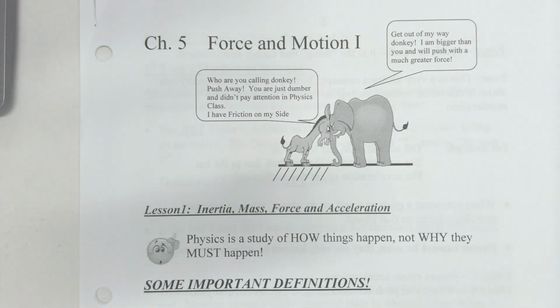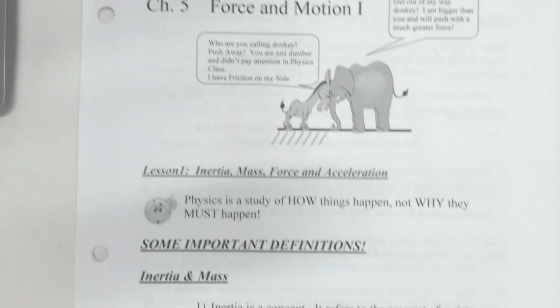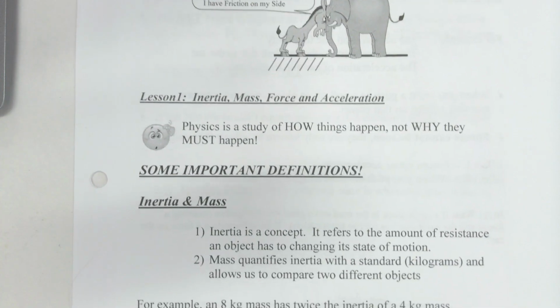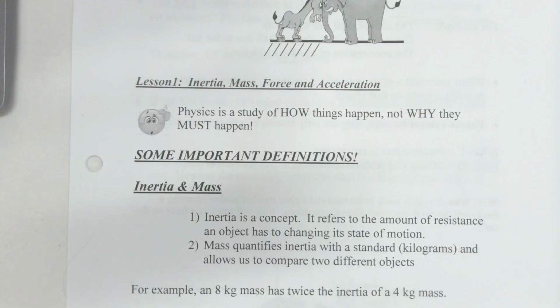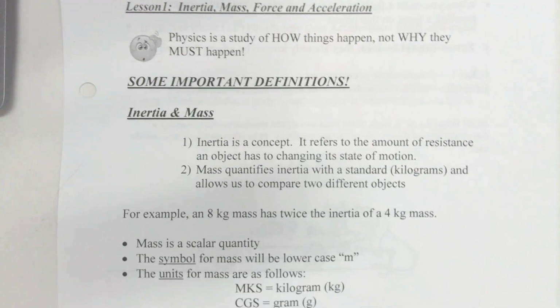So, Chapter 5, Forces and Motion, Lesson 1. We have to understand some of these terminologies, right? Inertia, mass, force, and acceleration. These are some really important definitions, okay? And physics is the study of how things happen, not always why. I think we talked about that earlier. How things happen pretty much explains the how of things, but why, we really don't know, okay? So some important definitions that we need to understand.